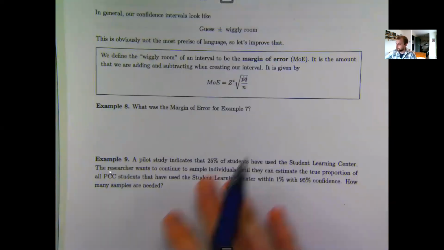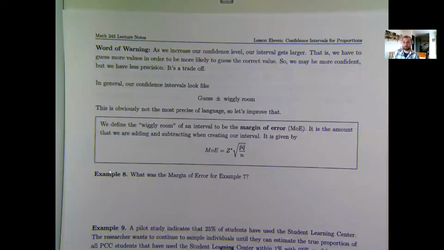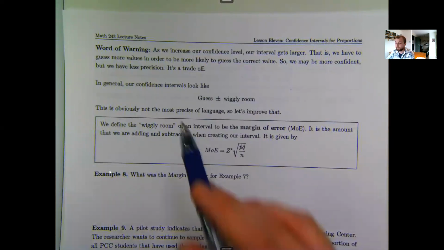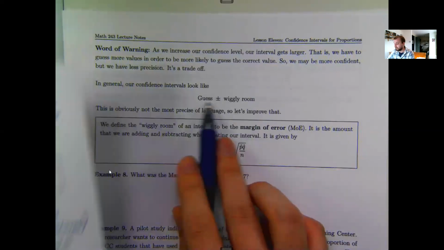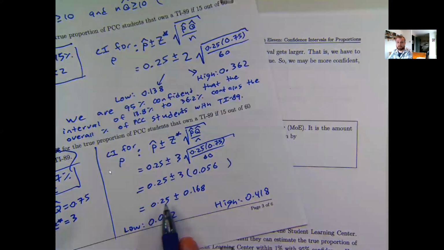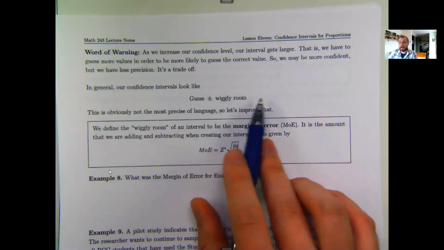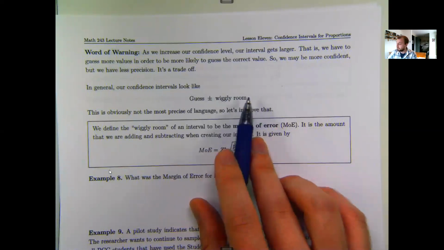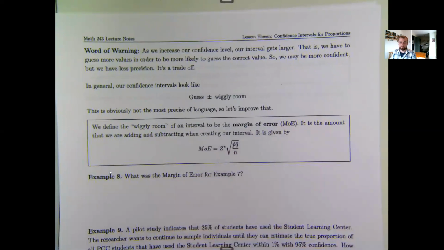So word of warning, as we increase our confidence level, our interval grows as well. So we have to guess more values in order to be more likely to guess the correct thing. So it's a bit of a trade-off between the two. And in general, when I'm looking at these intervals, it's always some sort of initial guess, say 25%, give or take, however much error you're willing to have in those estimates. The technical name for this error is the margin of error.